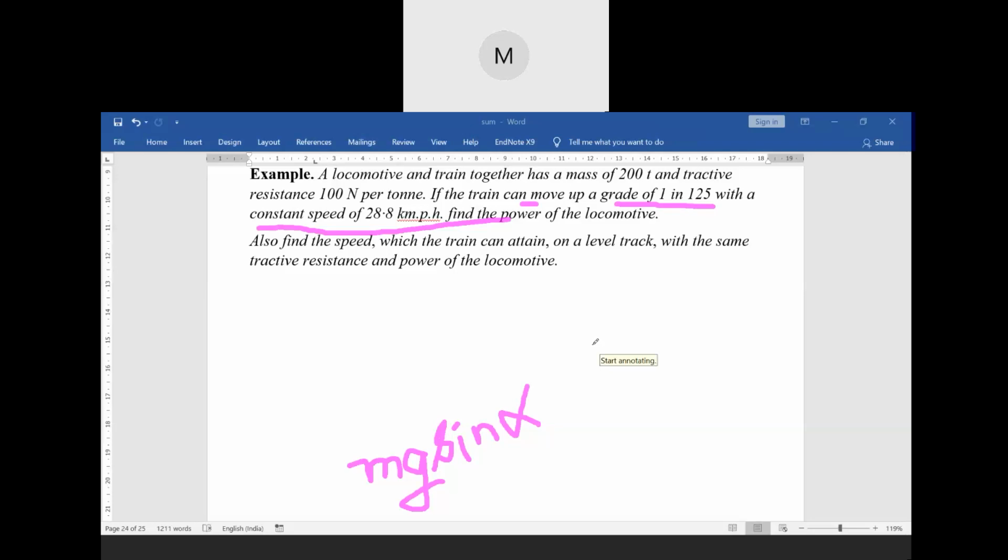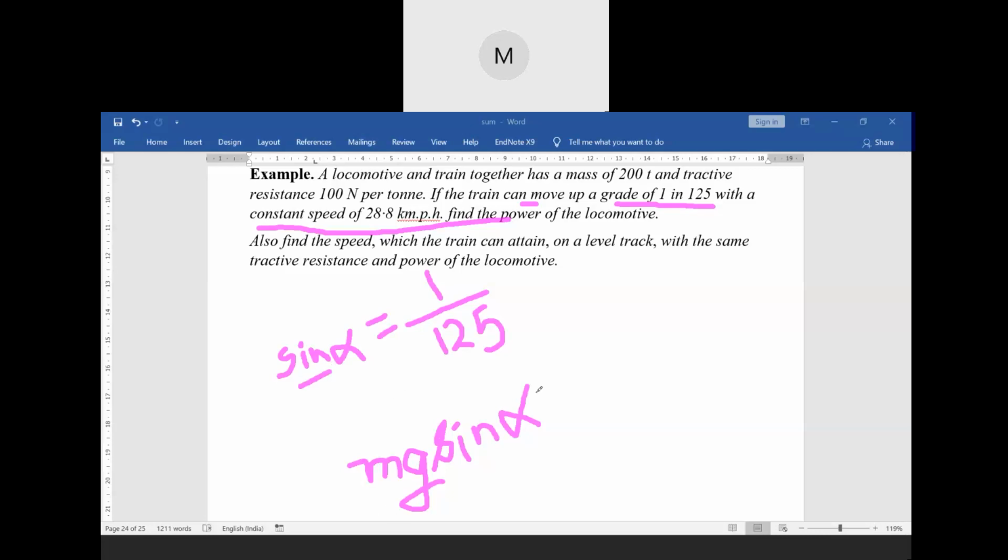This is the sine alpha component, actually. So this whole sine alpha thing is given as the grade in the problem. Grade means that we can write sine alpha equal to 1 divided by 125. So this is actually how it is done. So we got this 125. That means 1 by 125 is the sine alpha of the mg sine alpha.